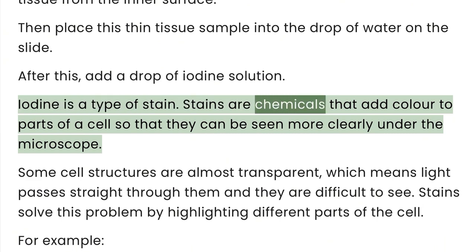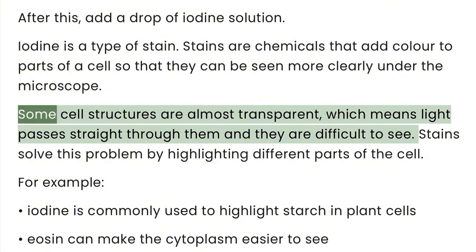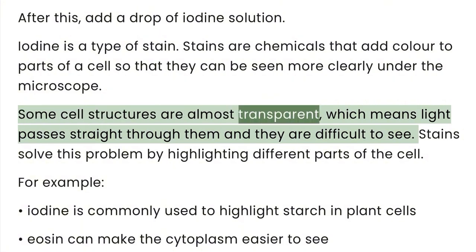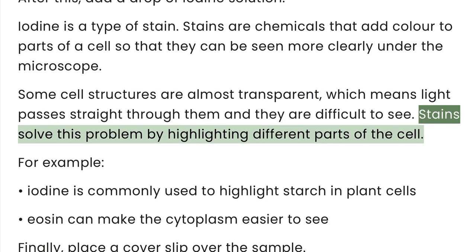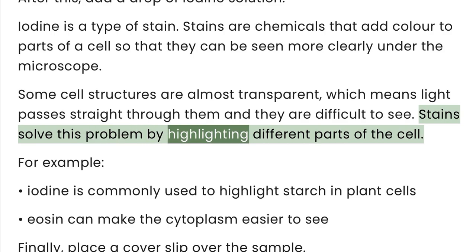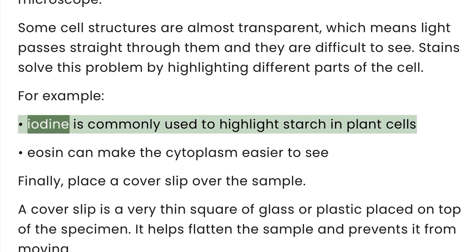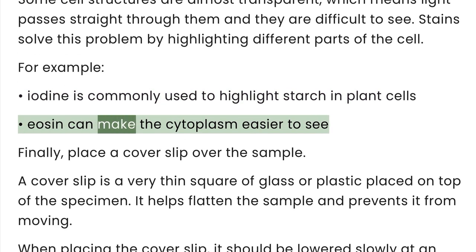Stains are chemicals that add color to parts of a cell so that they can be seen more clearly under the microscope. Some cell structures are almost transparent, which means light passes straight through them and they are difficult to see. Stains solve this problem by highlighting different parts of the cell. For example, iodine is commonly used to highlight starch in plant cells. Eosin can make the cytoplasm easier to see.